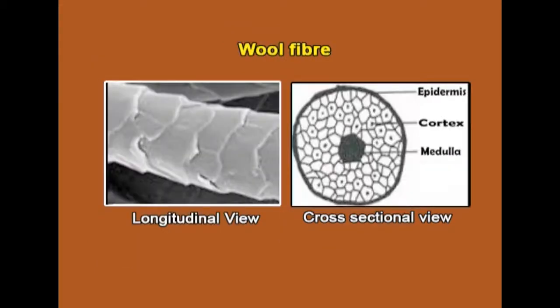Coming to the wool, when you see it longitudinally, you find that it is cylindrical in shape, but with overlapping rough cells called scales. These are all directed towards the tip of the fiber. In cross section, you find an oval or elliptical shape, and the fine fibers show a central hollow canal called medulla, but it may not be seen in all the fibers.